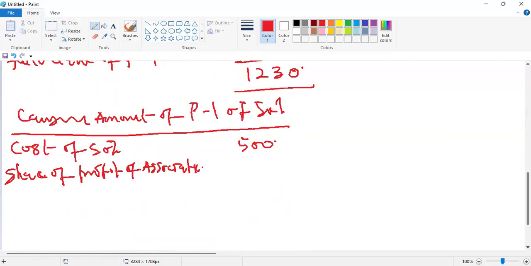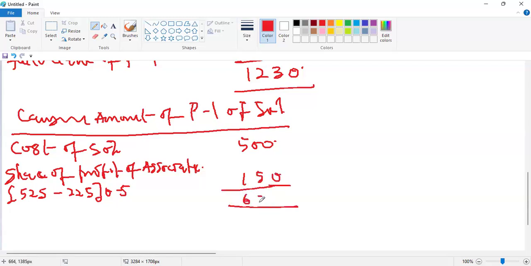I'm going to share of a profit of associate. I'll say, okay, 525 minus 225 times the 50%. How much is he giving me? Somebody help us, please. 150. 150. This is the carrying amount of the investments, 650.